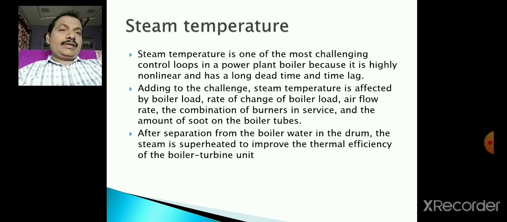Now let us see the temperature measurement. Here we consider that steam temperature is one of the most challenging control loops in a power plant boiler because it is highly non-linear and has a long dead time and time lag. These are the problems associated with steam temperature. Adding to the challenge, steam temperature is affected by boiler load, rate of change of boiler load, airflow rate, a combination of burners in service, and the amount of soot on the boiler tubes. So these are additional parameters affecting the measurement and control of steam temperature.